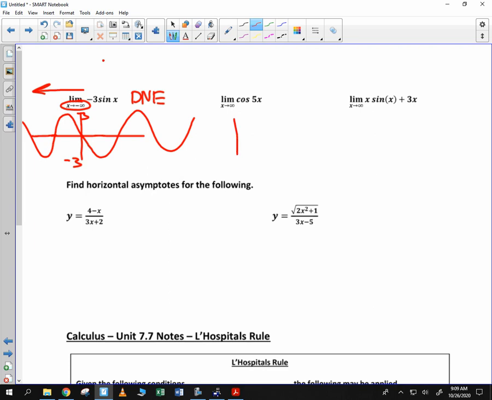The same thing would be for cosine. I don't really care about the 5x, just means it repeats itself more often. But it bounces back and forth between 1 and negative 1. You can see that this does not exist. But soon you're going to say, well, every time it involves sine, the limit does not exist. And that's not the case at all.